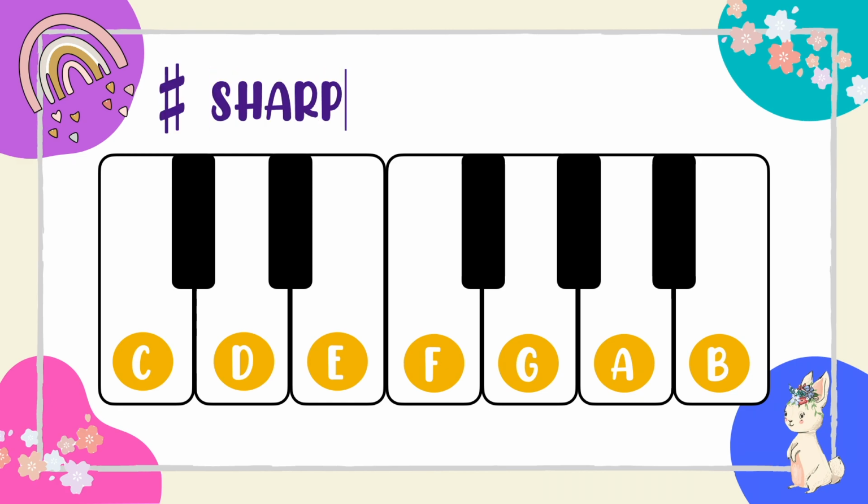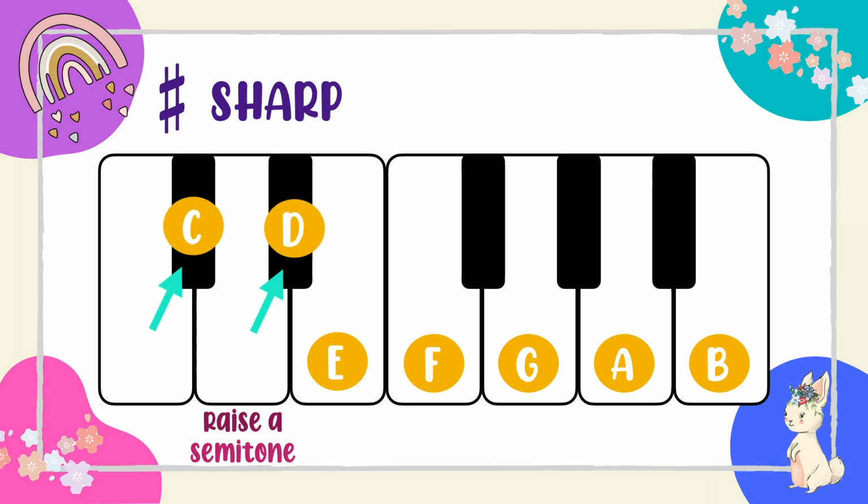The accidental sharp is to raise a semitone in pitch. Let's take C and D for example. We raise them by a semitone. Now C becomes C sharp and D becomes D sharp.